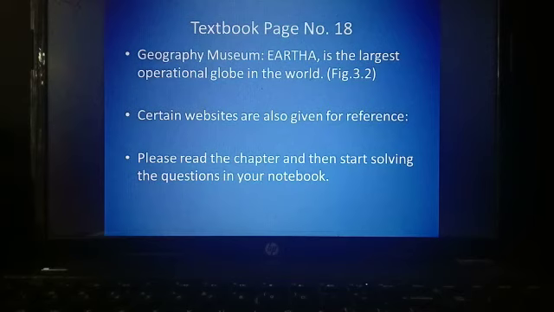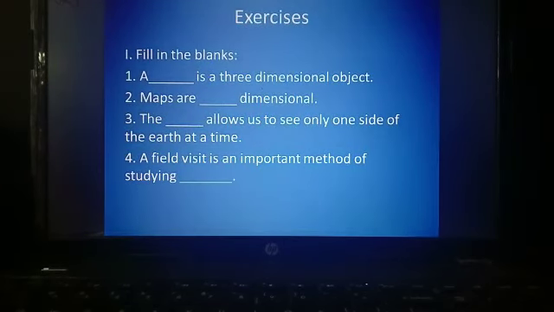There are three websites given there. If you want to learn something more, or find out a little more information or reference about the chapter, you can use them. Now please read the chapter and then start solving the questions in your notebook. I have given you certain fill in the blanks. In these, I have asked you to fill up the blanks reading the textbook. So you read the textbook and then after that you start solving these questions.